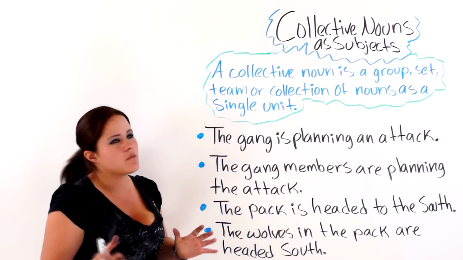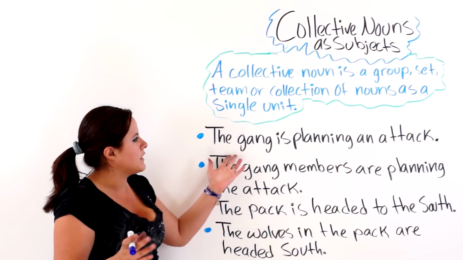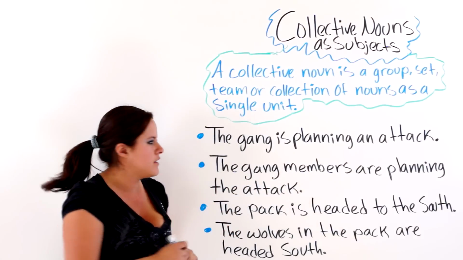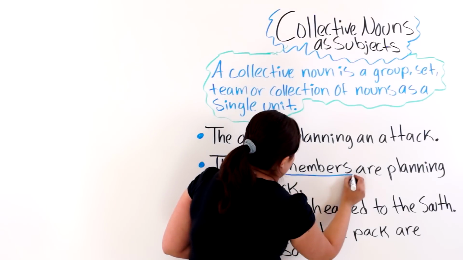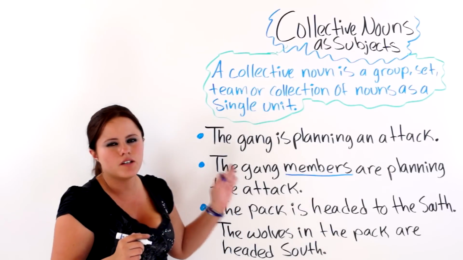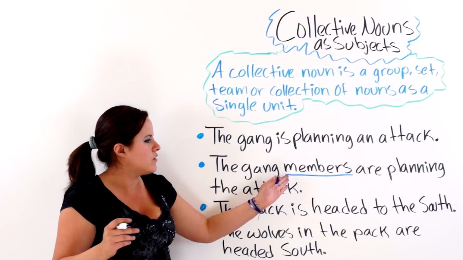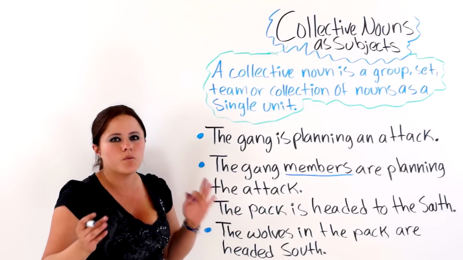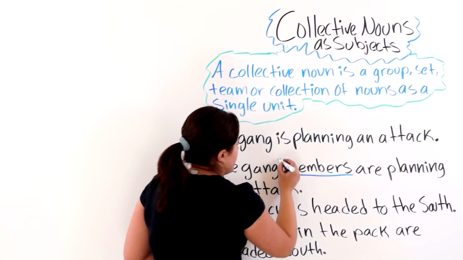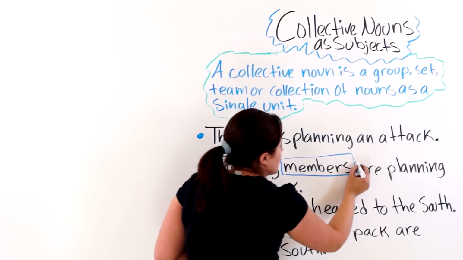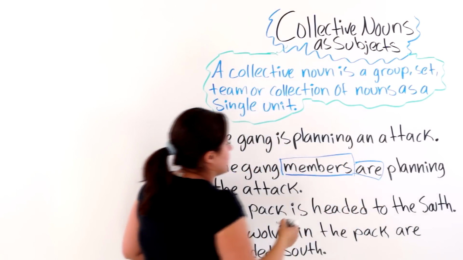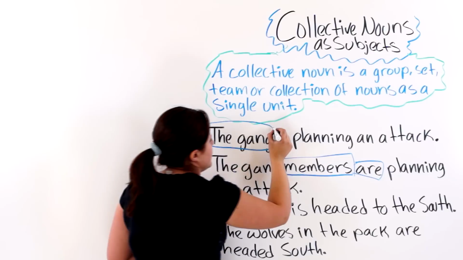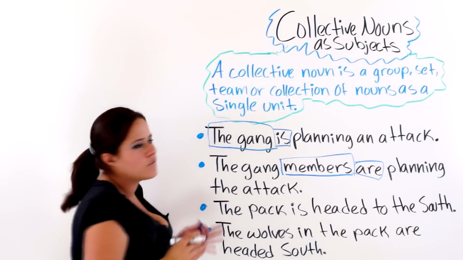the gang, that would be a collective noun that is working as a single unit. If you say the gang members, then this here would be breaking down the collective noun. So each of the members are working separately. So therefore, when you see that the collective noun is broken down, you will use a plural verb. When you see that the collective noun is working as a singular unit, you will use a singular verb.